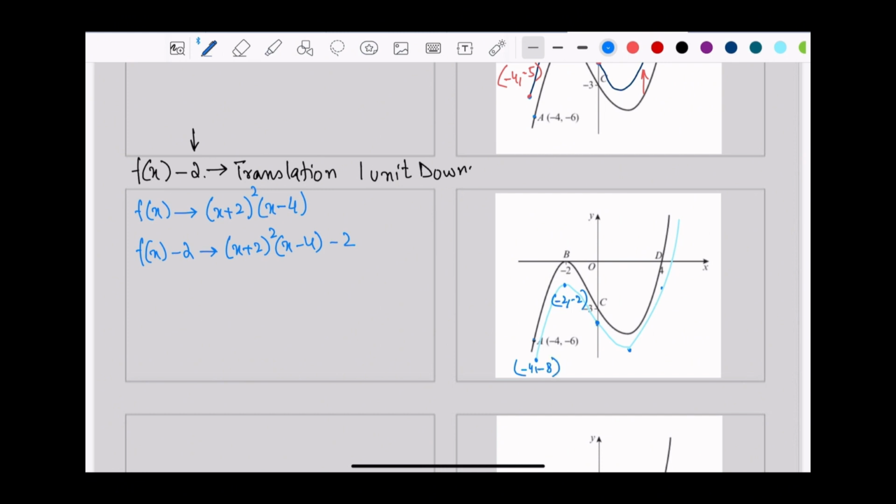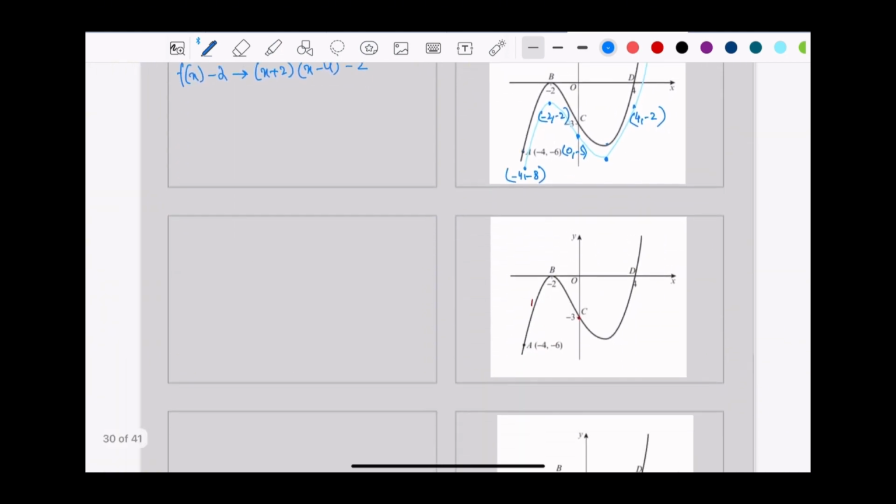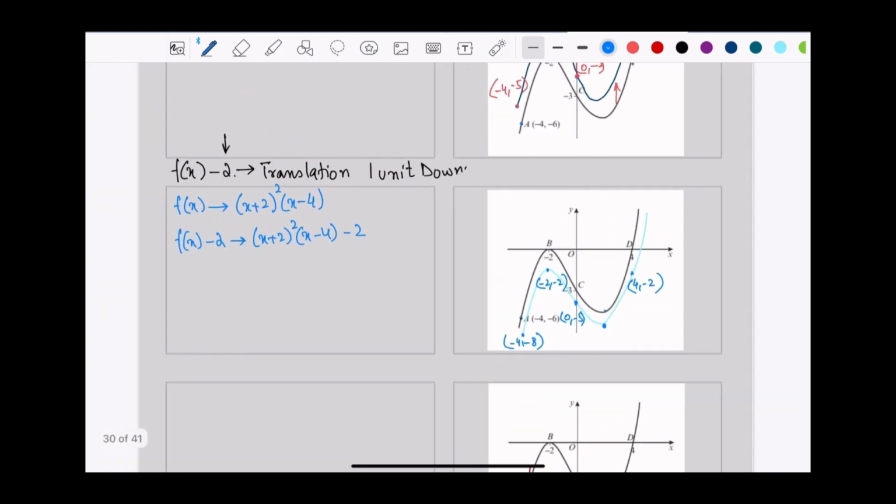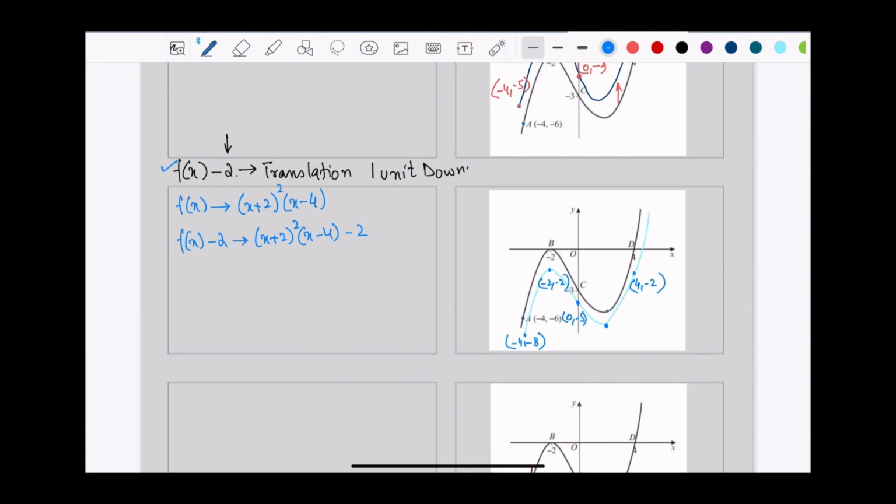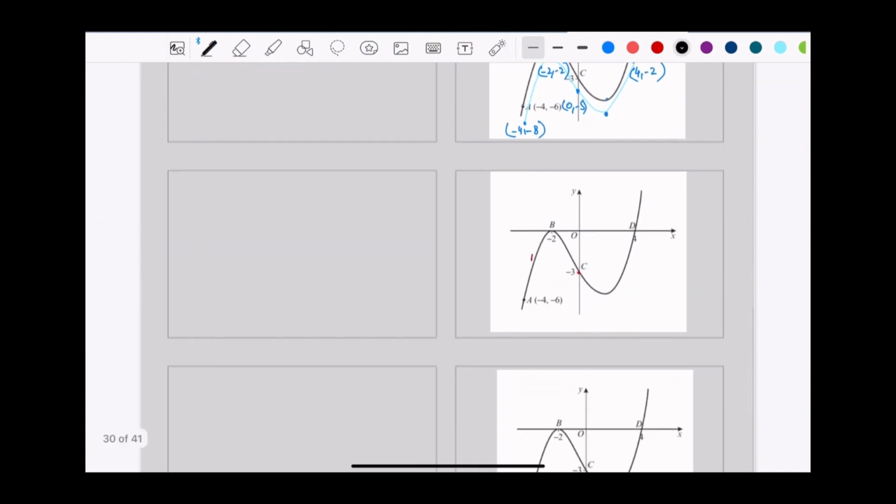So this point here, which was 0 comma negative 3, is now going to be at 0 comma negative 5, 2 units down. This point here, we don't have the coordinates, so we don't need to write that as well. So this will be 4 comma negative 2 after shifting 2 units down. So you just need to keep in mind the syntax, and then we can try working on other as well.